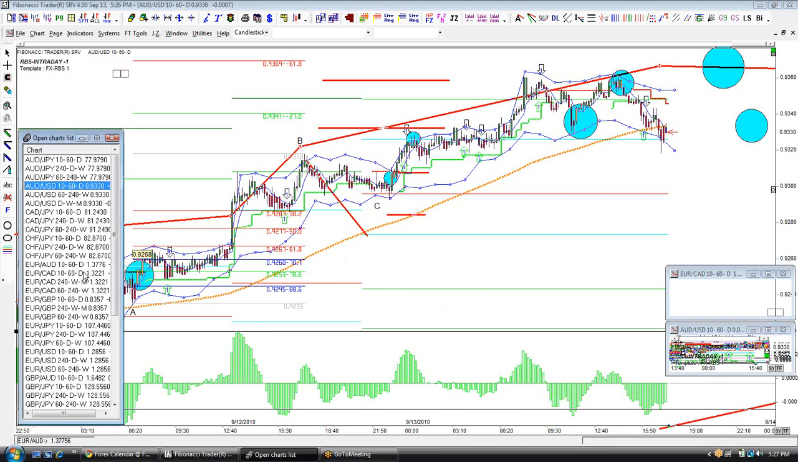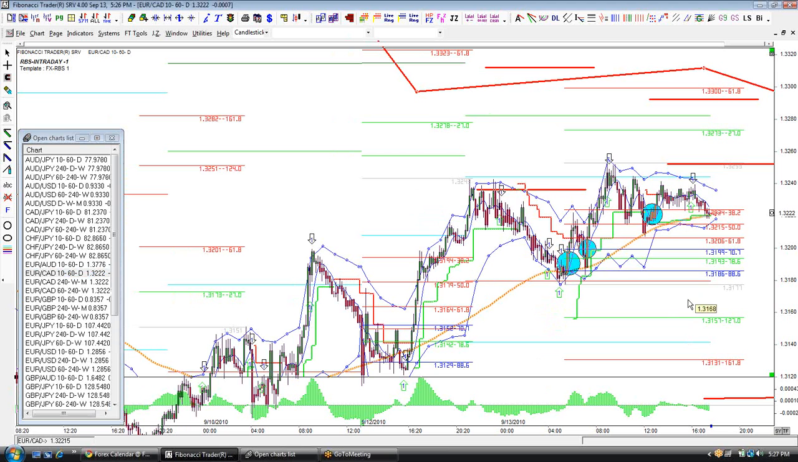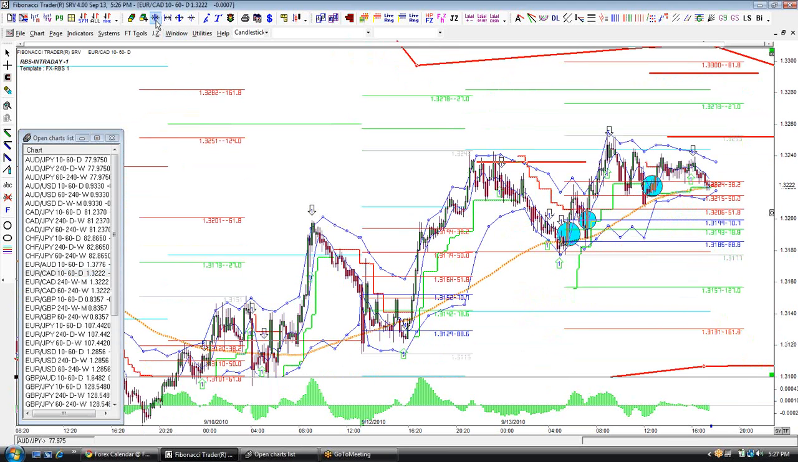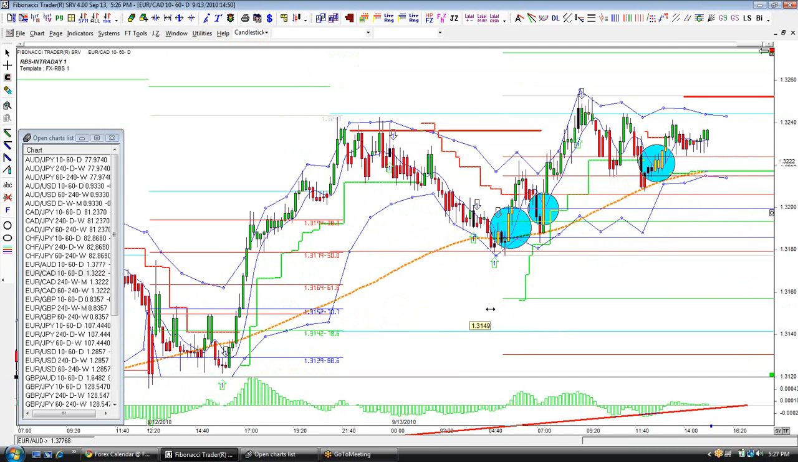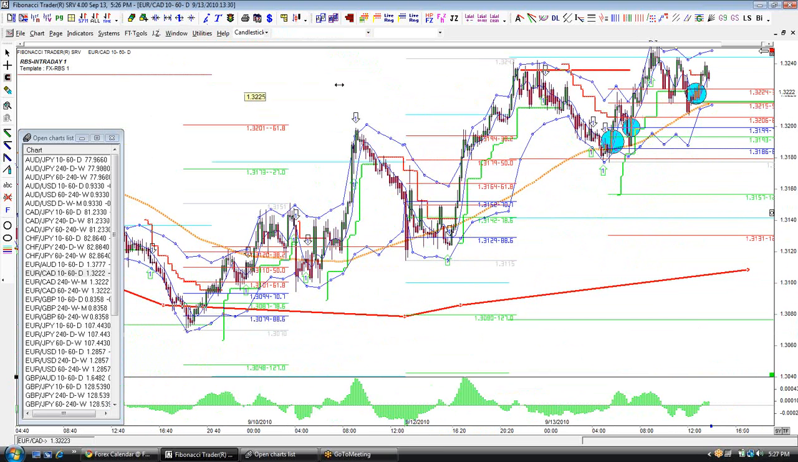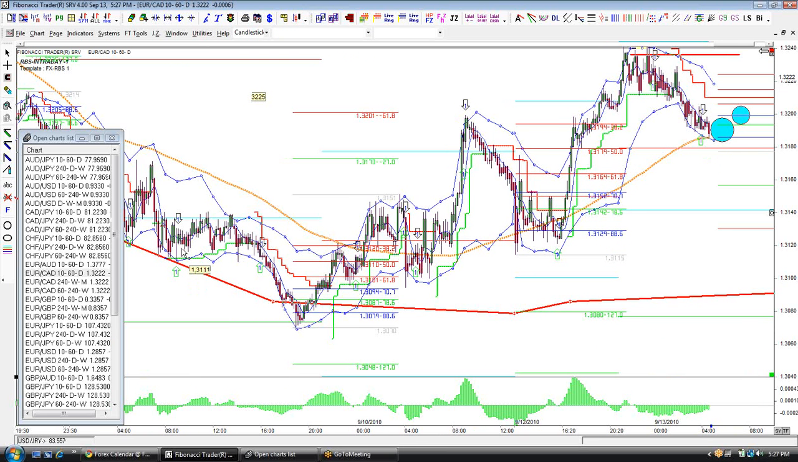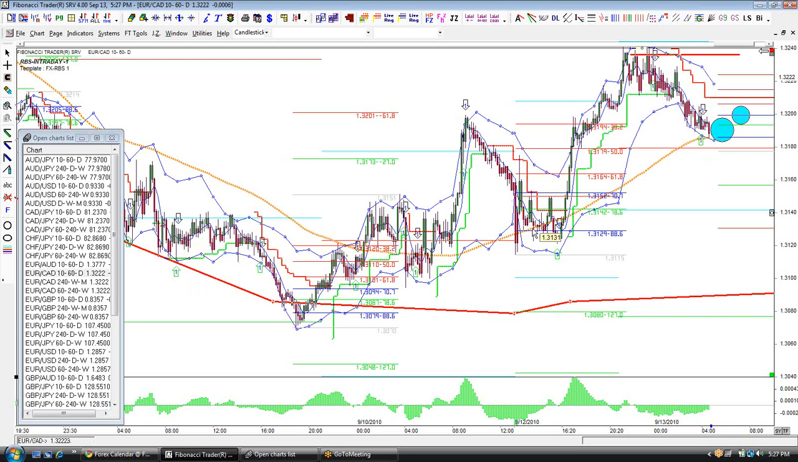Now let's take a look at a few pairs, just so you guys can see how we find entries. Here, look. This is what I'm talking about. Price bouncing off the support, trading above the automated trend line, continuing the bullish trend. Every time we see a signal above the automated trend line, like here, we can take that bullish.